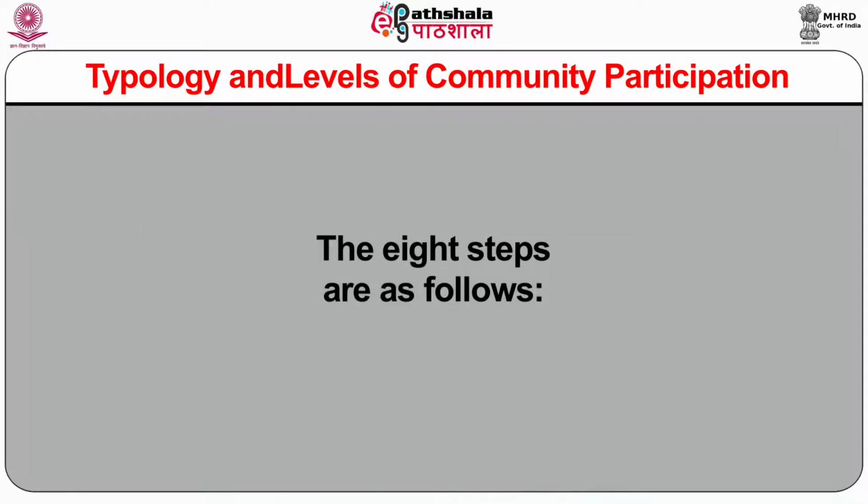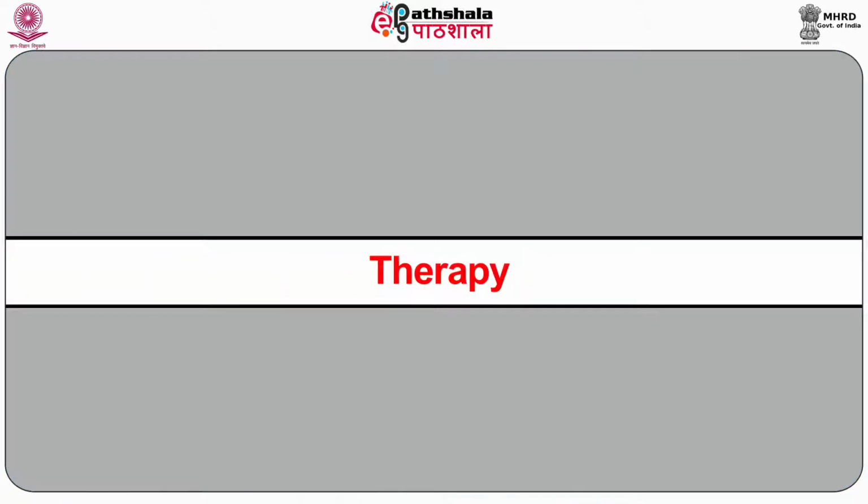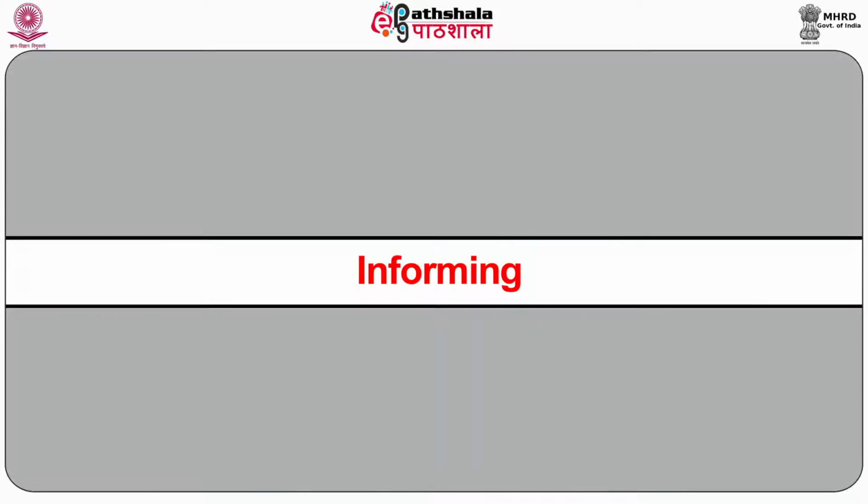The 8 steps are as follows. The first one is manipulation. This is a stage where citizens or community members are not involved in the planning and development process. The policy makers have no mechanism to seek inputs from the community members for tourism development in their region. The second one is therapy. In this, the administrators feel that community members do not have the mental aptitude to contribute to the development process. The third one is informing.